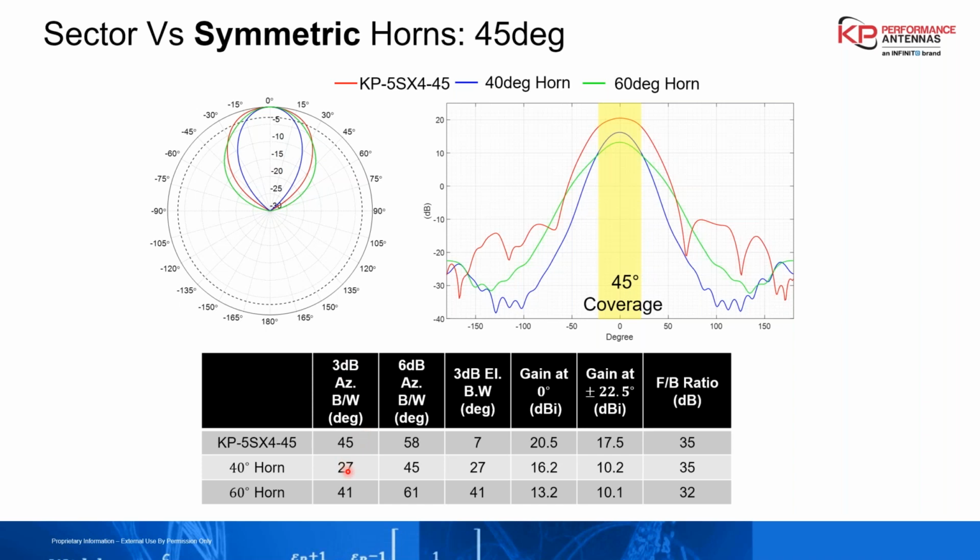If you open up a data sheet for a horn, it says it's a 40-degree horn, but that's with respect to its 6 dB roll-off. That means within that 40-degree beam width, the pattern rolls off 6 dB near the edge. So if it's a 16 dBi horn, right at the edge, at plus or minus 20 degrees, the gain rolls off 6 dB. That means the gain at the edge is only 10.